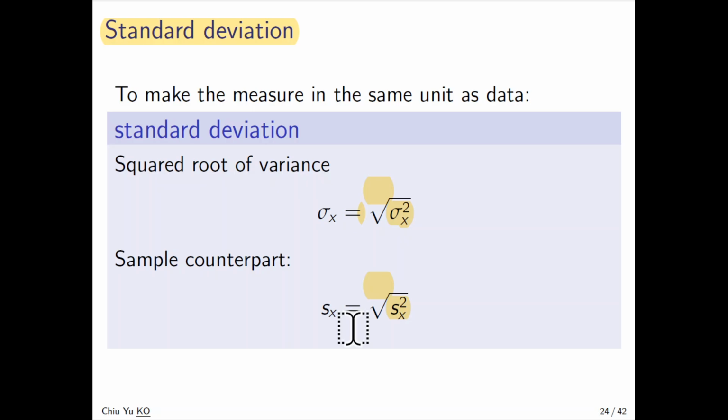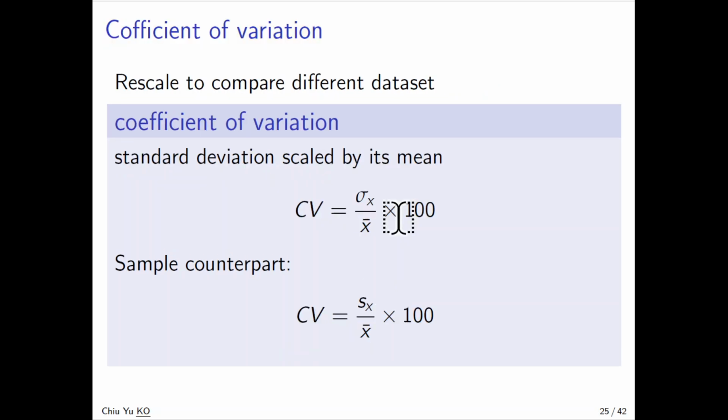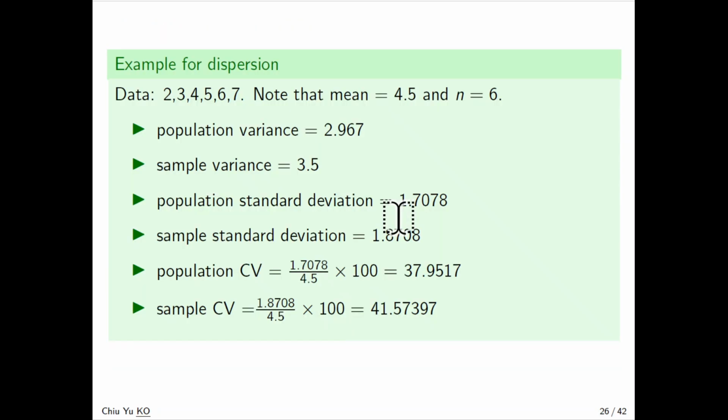This is the usual way, because the coefficient of variation is useful when comparing two data sets with different means and different standard deviations, when you want to ask which data set is more dispersed than the other. That's the idea. So let's see an example. Suppose the data set is 2, 3, 4, 5, 6, 7, and we know the mean is 4.5 and the data size is 6.